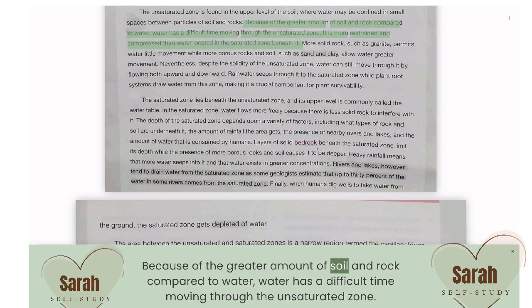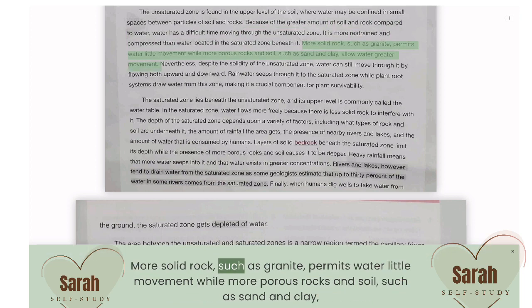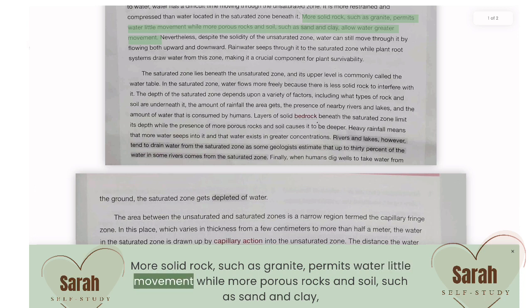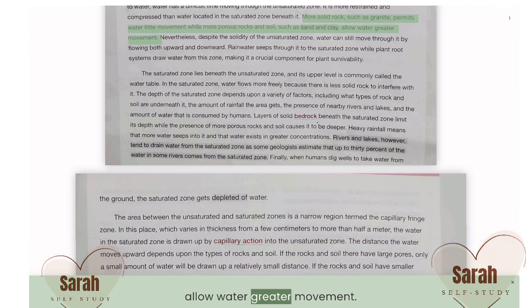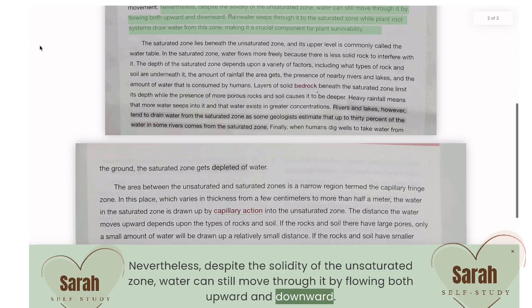Because of the greater amount of soil and rock compared to water, water has a difficult time moving through the unsaturated zone. It is more restrained and compressed than water located in the saturated zone beneath it. More solid rock, such as granite, permits water little movement, while more porous rocks and soil, such as sand and clay, allow water greater movement. Nevertheless, despite the solidity of the unsaturated zone, water can still move through it by flowing both upward and downward.